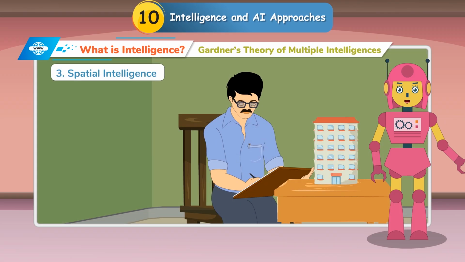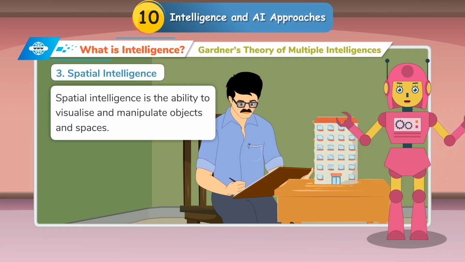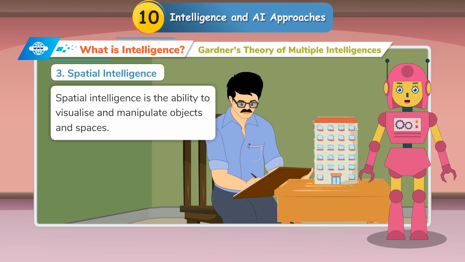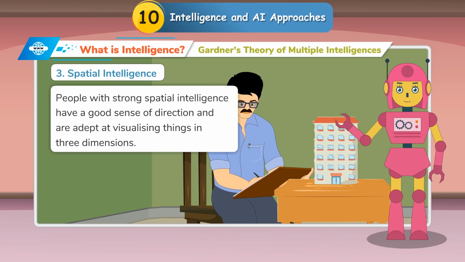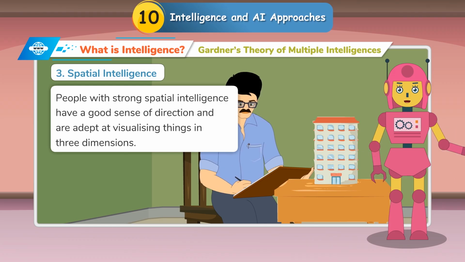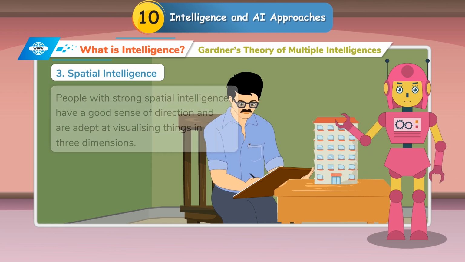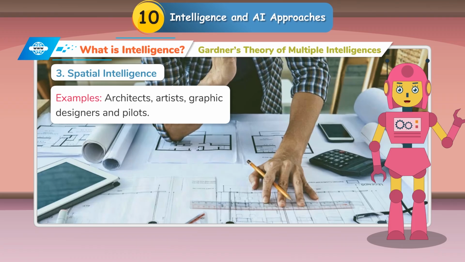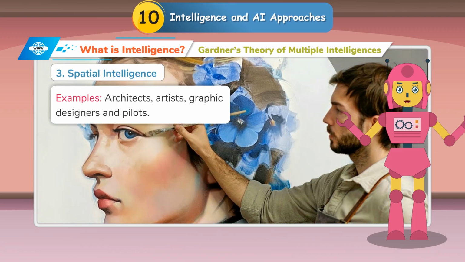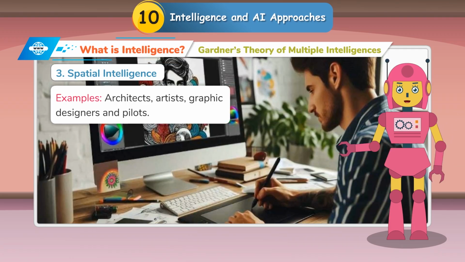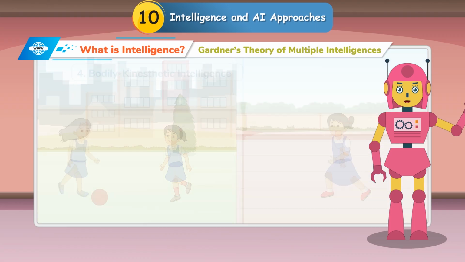3. Spatial intelligence. Spatial intelligence is the ability to visualize and manipulate objects and spaces. People with strong spatial intelligence have a good sense of direction and are adept at visualizing things in 3 dimensions. Examples: architects, artists, graphic designers, and pilots.